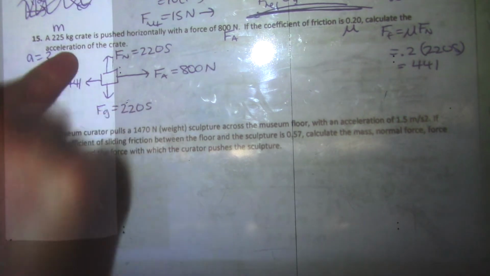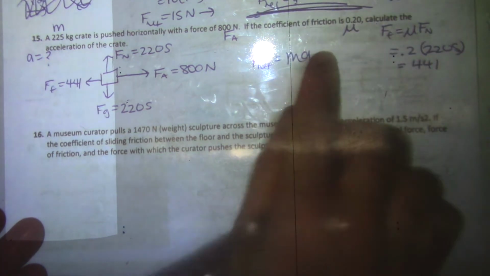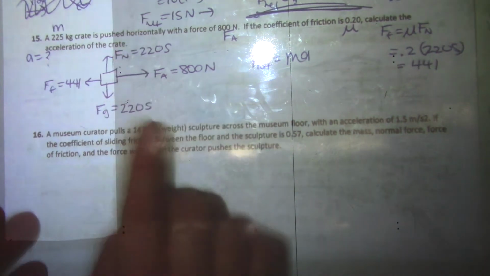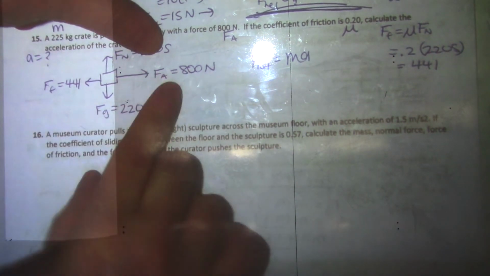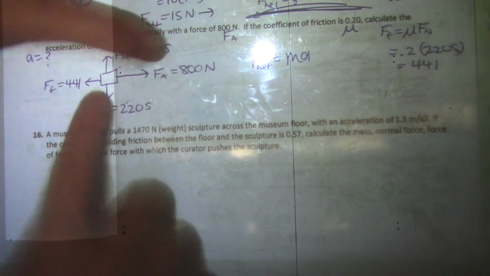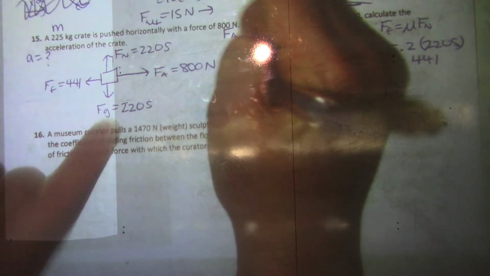Now I'm trying to find acceleration. We know to find acceleration, we need to have our net force. So first I need to find my net force. Here, these two balance out, so I'm not worried about these. These two do not balance out. They're going in opposite directions, so I'm going to subtract 800 minus 441. That gives me a net force of 359.